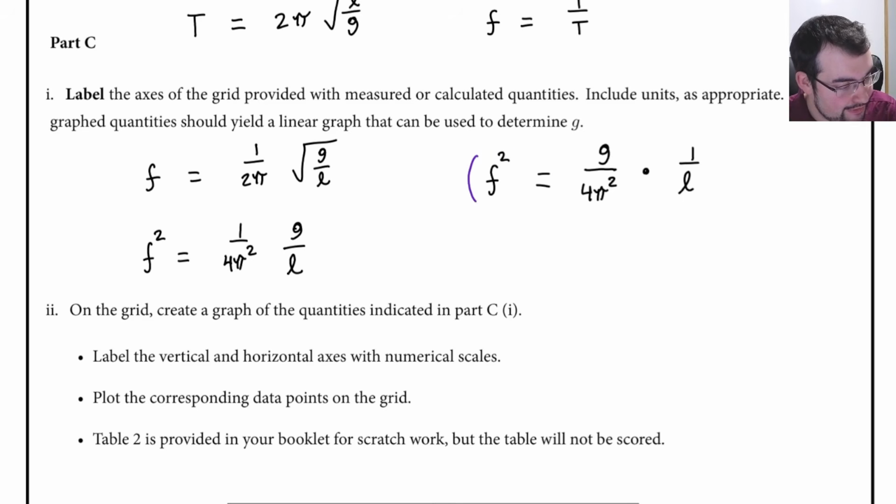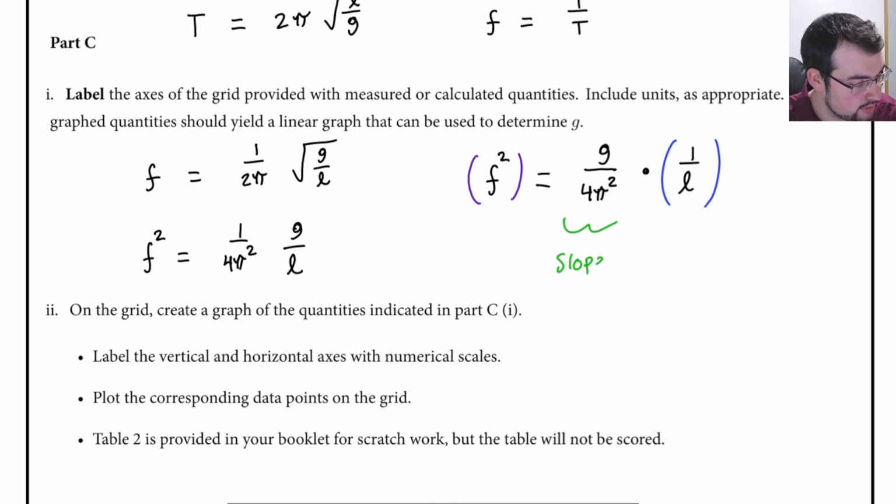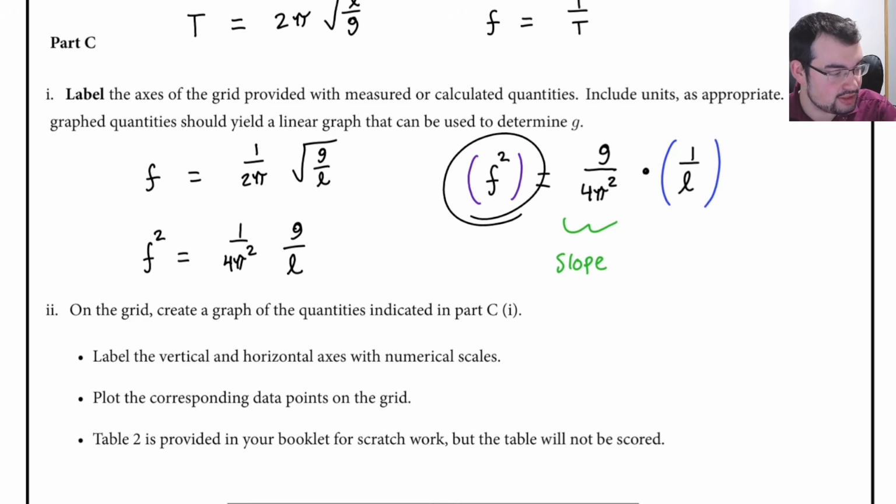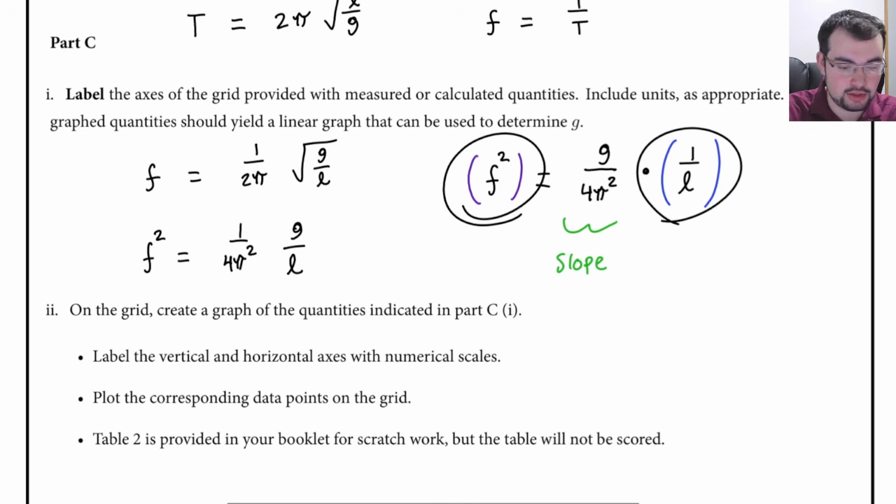So I can graph F squared on my y-axis, and I can graph 1 over L on my x-axis, which leaves my slope to be G over 4 pi squared. Now you could get sneaky and put this 4 pi squared on one of the sides to make G the answer. That's cool. I actually like doing that better. But most students like to put the simplest possible things in the box.